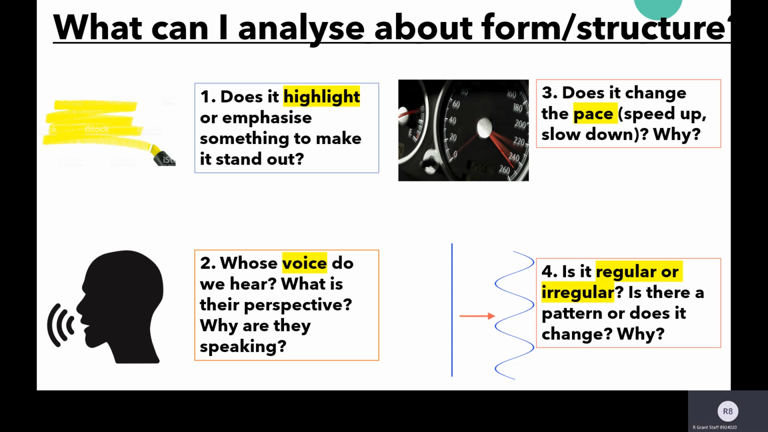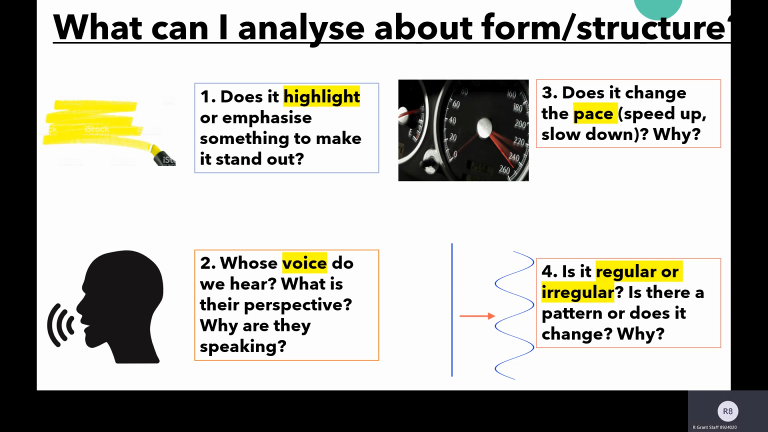Number 2, whose voice do we hear? What's their perspective? Why are they speaking? So that's if it's in first or third person, past or present tense. Are they narrating a memory? Are they talking about the here and now? Are they trying to show their passion, their anger, their sadness, their dismay? So that's quite an interesting one when you're talking about something, and it's quite an easy one to do as well if you're stuck.